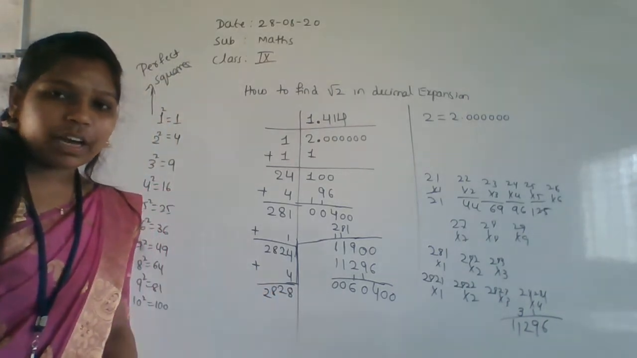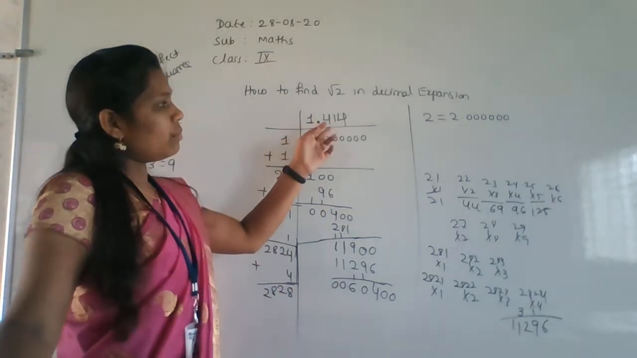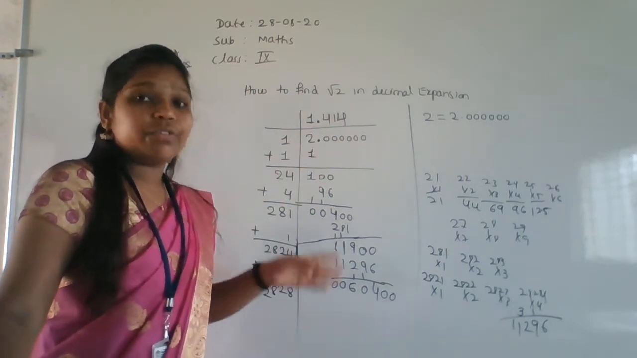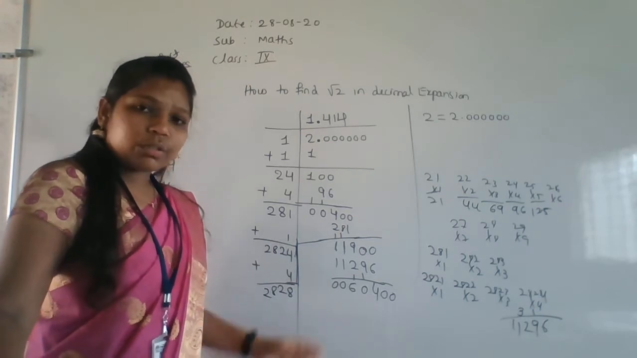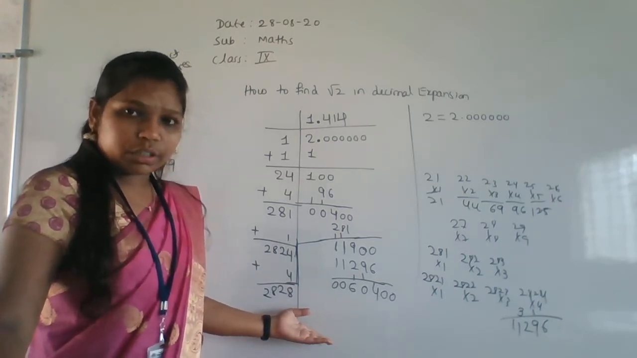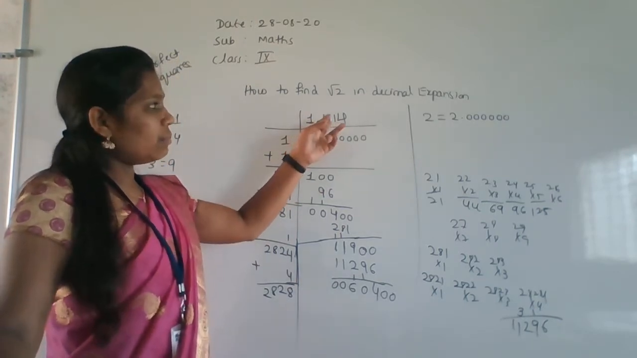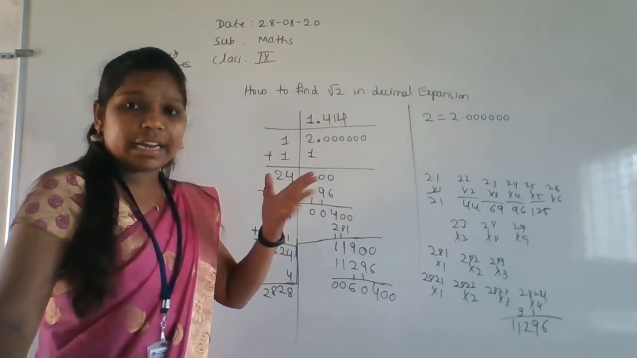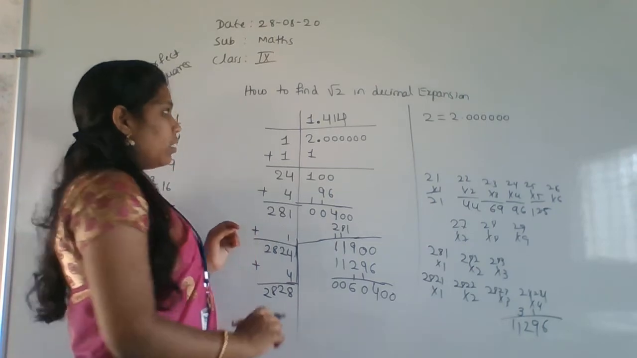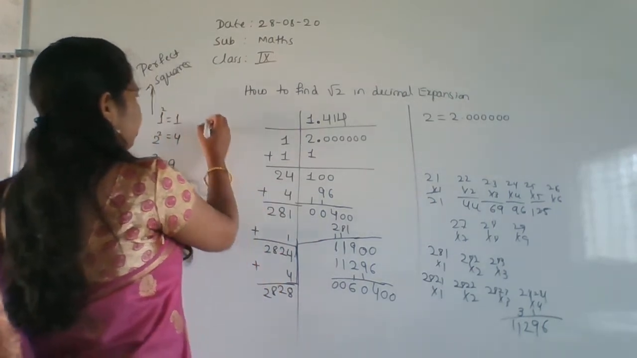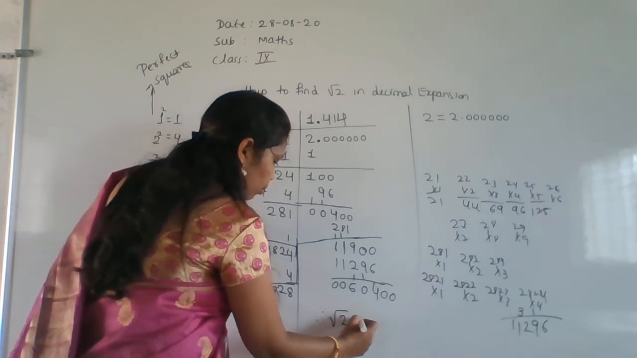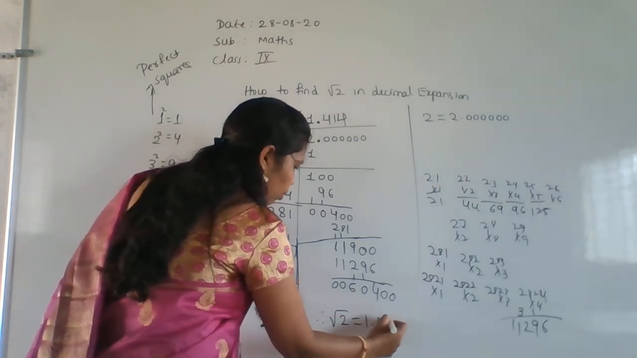Same like that we have to do, but after the decimal point three numbers we got, that is enough. Okay, if you want to do the further division, you can do it. Only after the decimal point, if three numbers we got, that is enough for any problem. Okay, so here what is the root 2 value? Therefore, I'll write: root 2 is equal to 1.414.